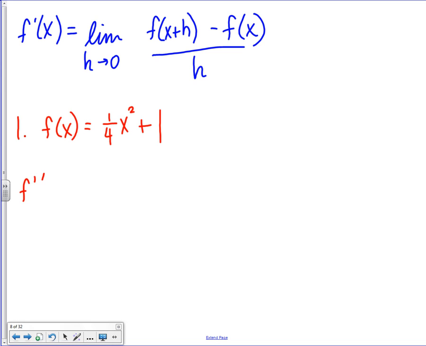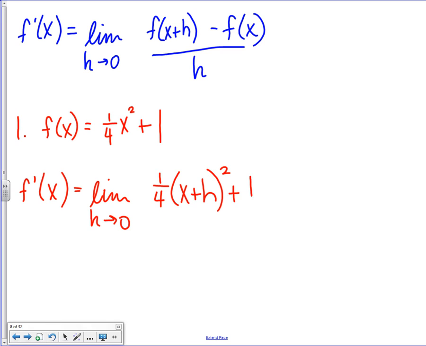So here we go. The limit as h approaches 0 of f of x plus h. So what does x plus h mean? You're going to be putting that in everywhere you see x. So there's f of x plus h minus f of x, which is just my original function, all over h.